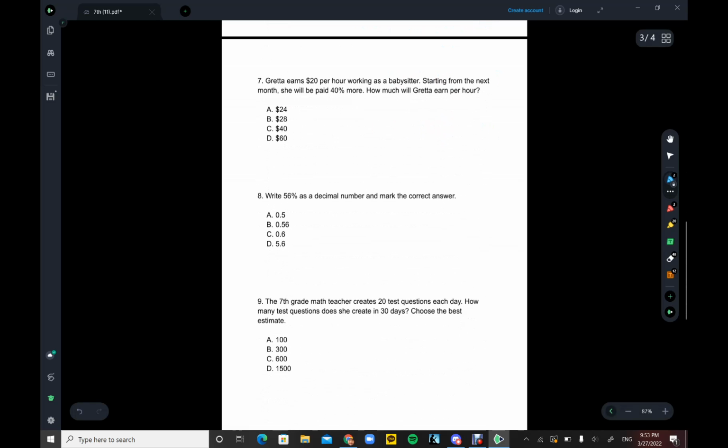Let's go to number 7. Number 7 is Greta earns $20 per hour working as a babysitter. Starting from the next month, she will be paid 40% more. How much will Greta earn per hour?